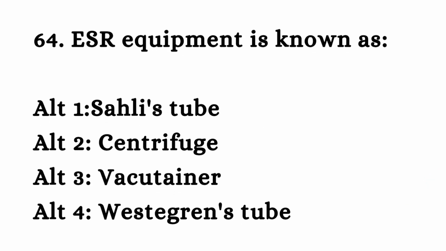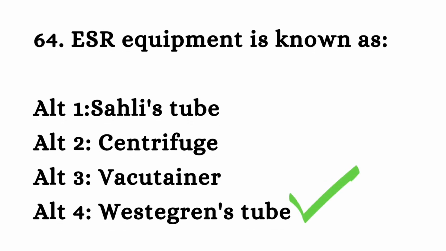Next question. ESR equipment is known as option 1, Sahli tube. Option 2, centrifuge. Option 3, vacuum. Option 4, Westergren's tube. The right answer is option 4, Westergren's tube. ESR is done by Westergren's method and the tube is Westergren's tube. Also, we can use Wintrobe's method for ESR.